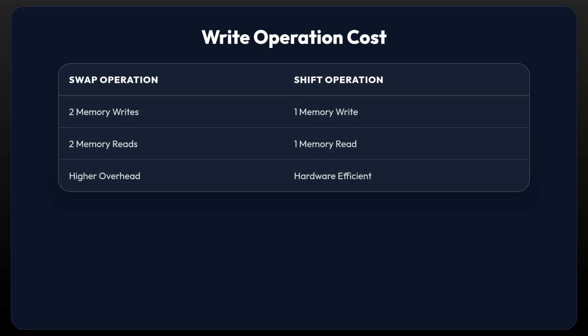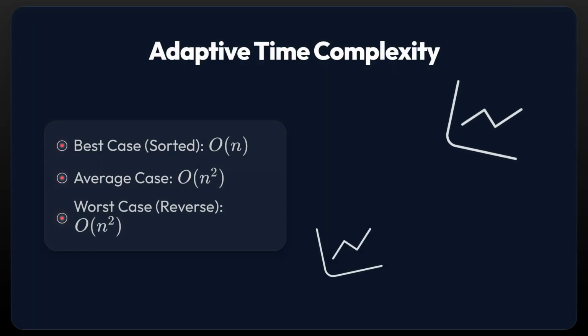The mathematical profile reveals its secret weapon: adaptivity. While the worst case and average case scenarios both share a big O of n squared time complexity, the average case requires half the total operations compared to the worst case. Specifically, the constant factor drops from 1/2 to 1/4. More importantly, an already sorted array is verified in strictly linear time.